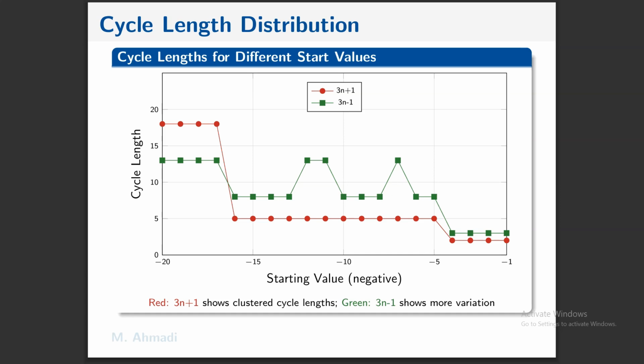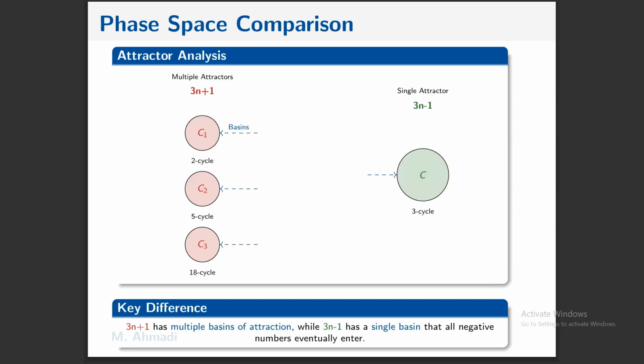You can see here the green curve that has more variations. And also the phase space comparison: 3n-1 only enters the 3 cycle, but 3n+1 for negative values goes to multiple cycles. The first one is a 2 cycle, the second one is a 5 cycle, and the third one is an 18 cycle. 3n+1 has multiple basins of attraction, while 3n-1 has a single basin that all negative numbers eventually enter. So the behavior of 3n-1 and 3n+1 is different.